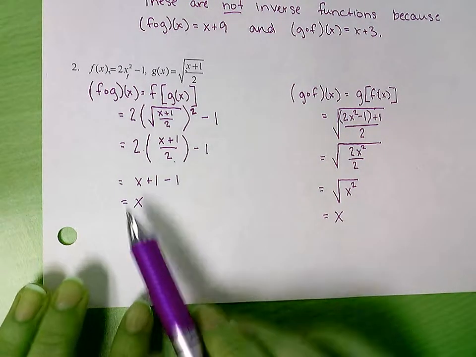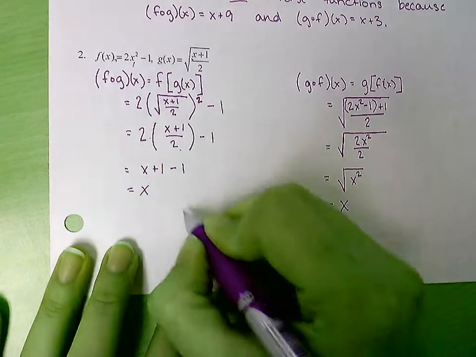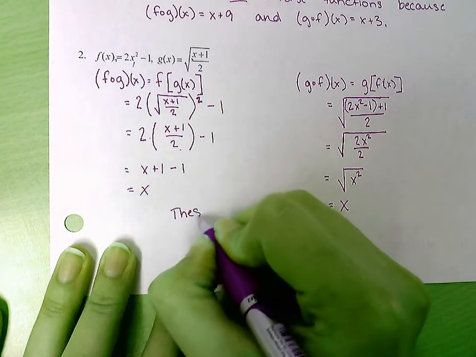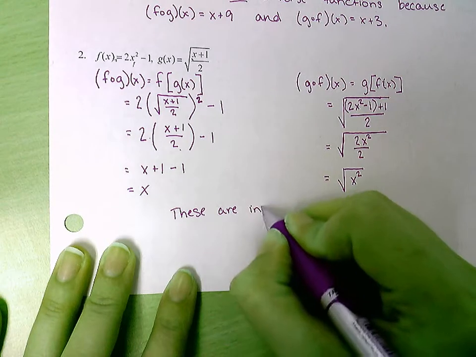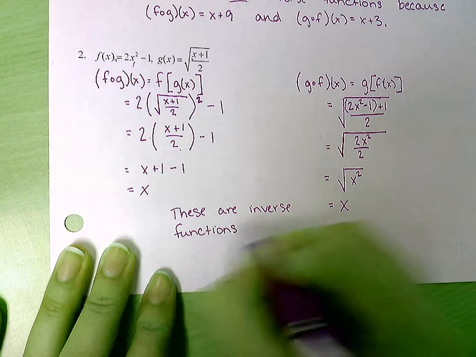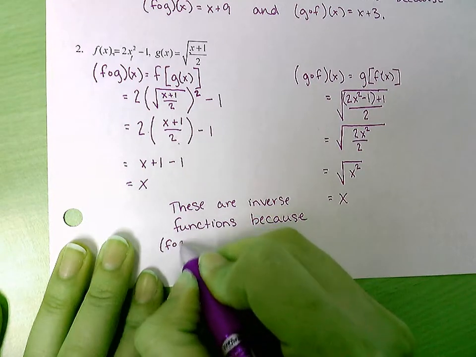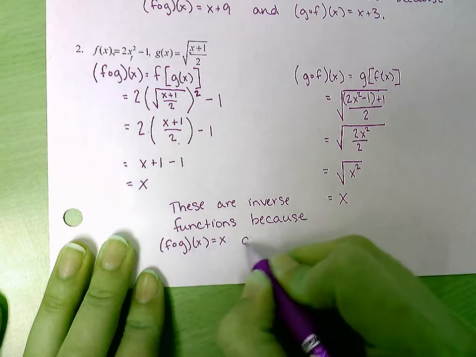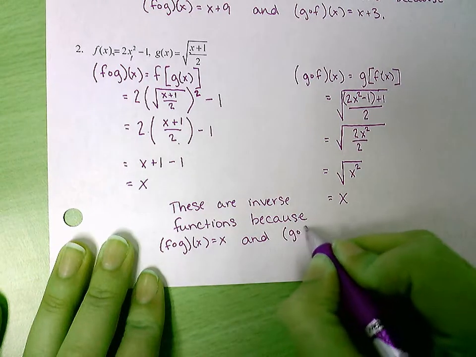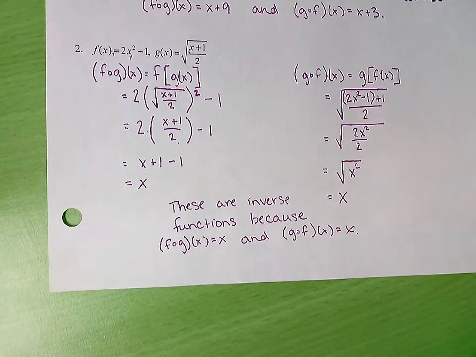Since both f of g and g of f reduce down to x, these are inverses. So these are inverse functions. I'm going to write because x equals x. f of g of x equals x, and g of f of x equals x. Okay, so those ones are inverse functions.